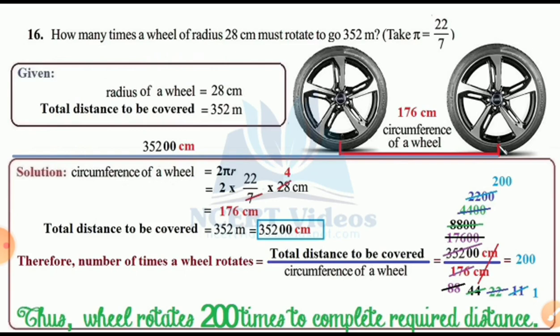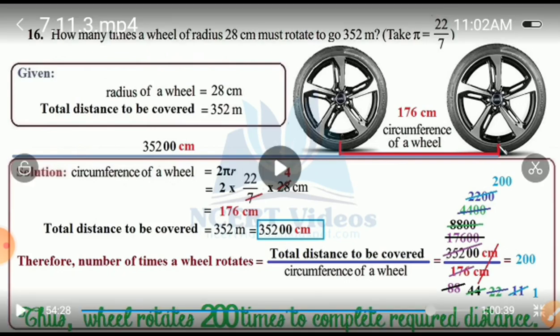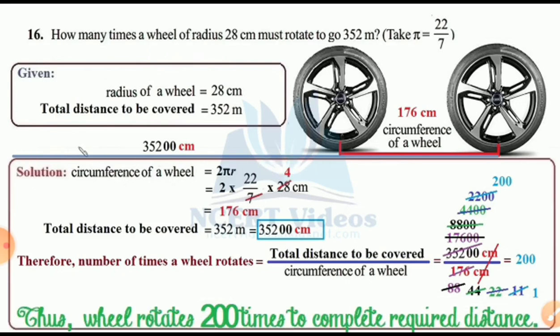My dear student, here the radius of the wheel is given as 28 centimeter and the total distance covered is also given, that means 352. So how many circumferences of this wheel are there? You should find the circumference of the wheel using the radius, 2 pi r. Put the value of pi as 22 upon 7, cut 7, 1 is 7, 7 4 is 28, which gives you 176. Is it? Yes. Now using this 176, you can find the total distance by converting meter to centimeter.